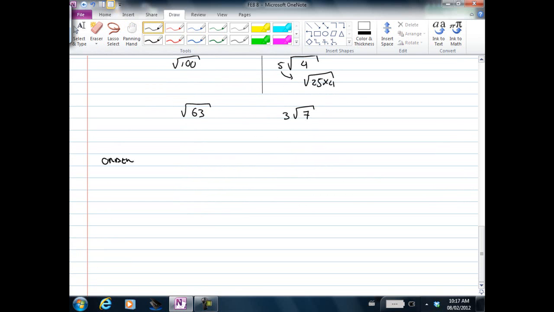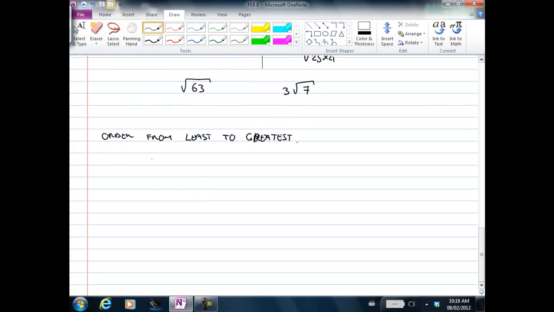Order from least to greatest. There you go. The thing is, without using a calculator, so no calculators allowed. 3 root 6, 10, 7 root 2. If I ask you to order from least to greatest without using calculator, how would you do this? I'm going to pause it and let you figure out which one of these is the smallest number.